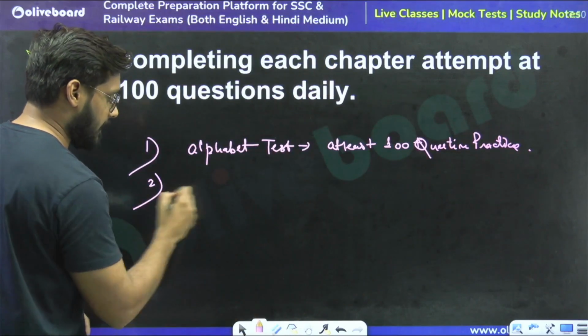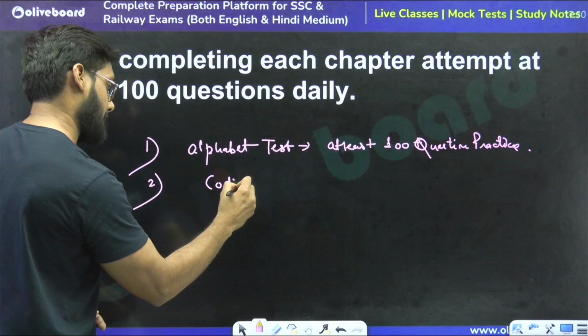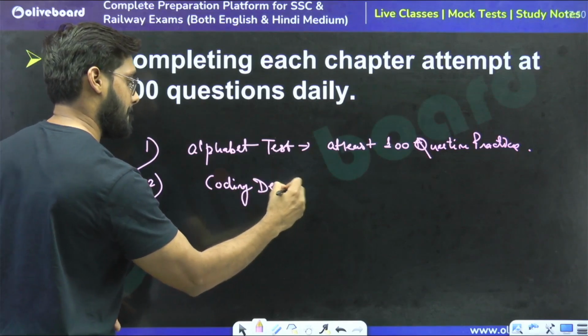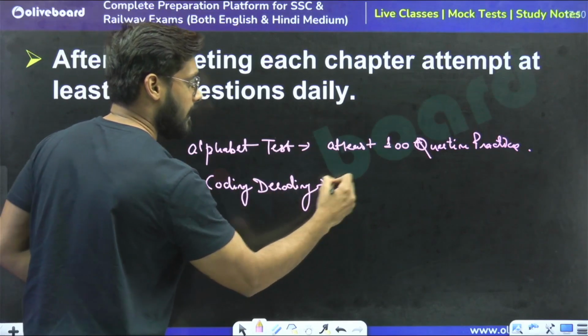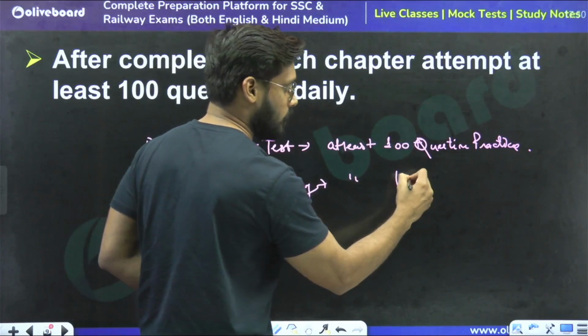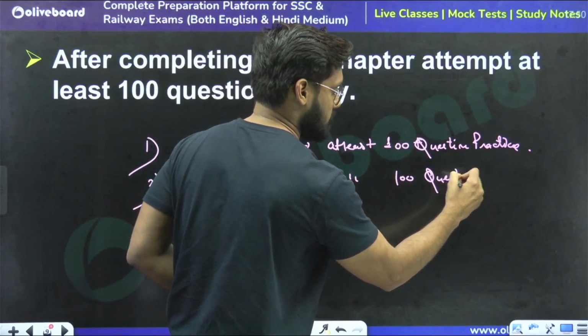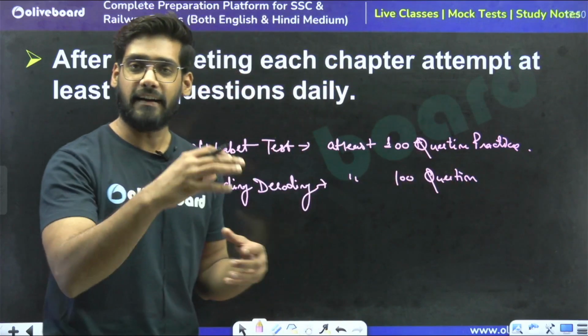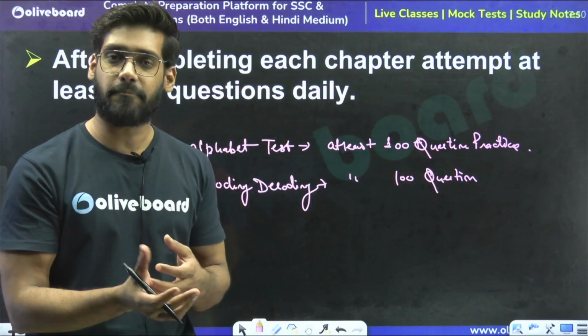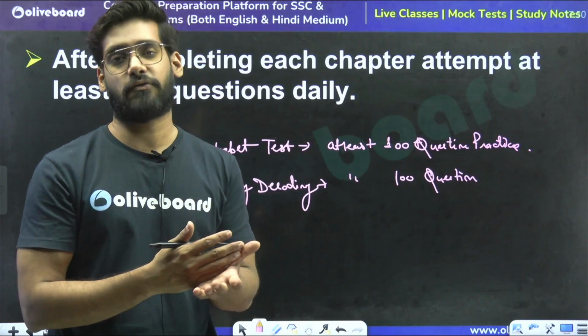If we have completed the second chapter, let's say coding-decoding, then attempt at least 100 questions to practice from this chapter, and so on. Whenever you are completing each chapter, attempt at least 100 questions.